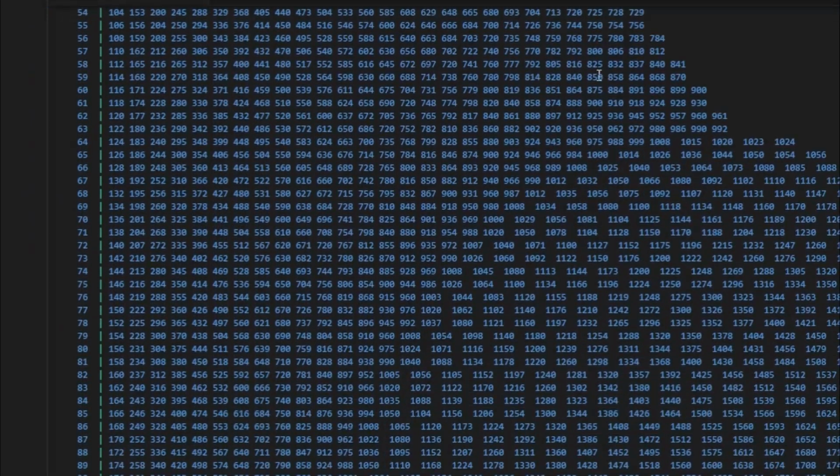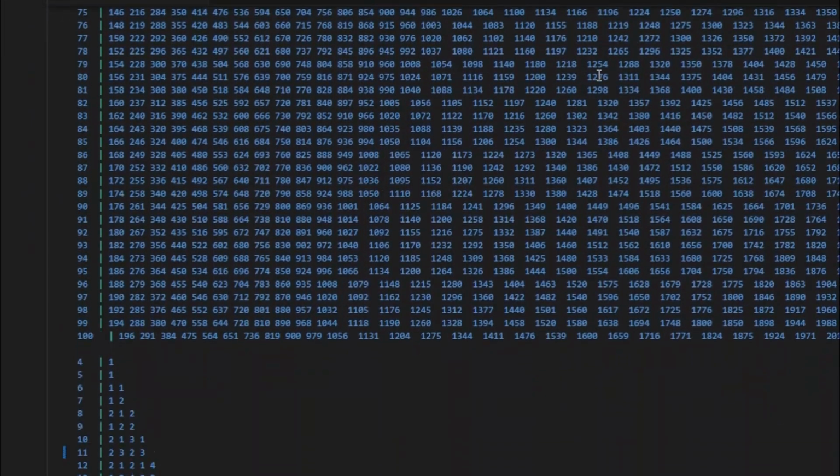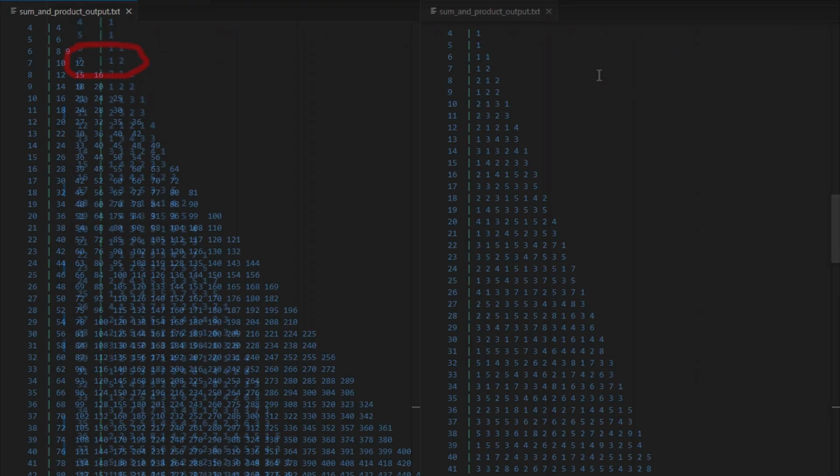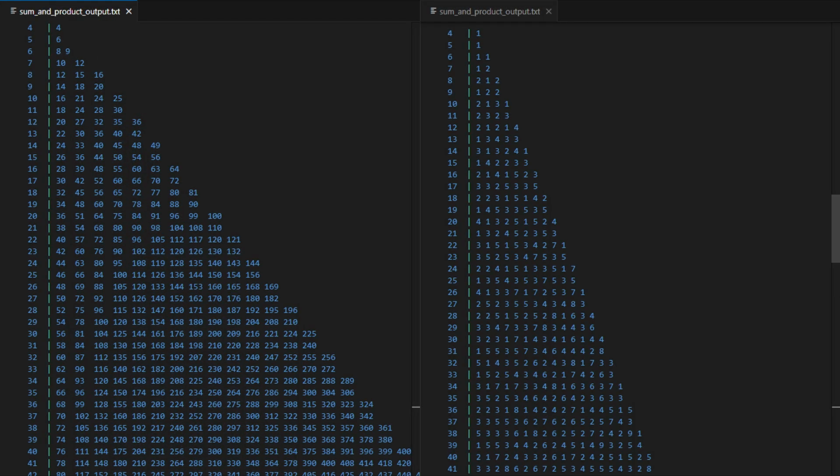I also have another table below which shows how many times each product appears. For example, if the sum is 7, then the first product appears once and the second product appears twice. Let's view these two tables side by side.